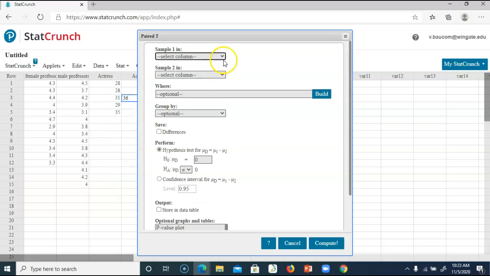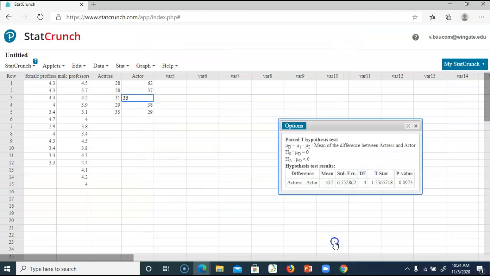So we're going to do paired. We'll enter actresses for sample 1, and for sample 2 we're going to do the actors. In this particular one, we were saying this would be a less than, and so then we're going to calculate. We'll see from this our test statistic is the same as we found on the calculator, negative 1.55, and our p-value is 0.0973.